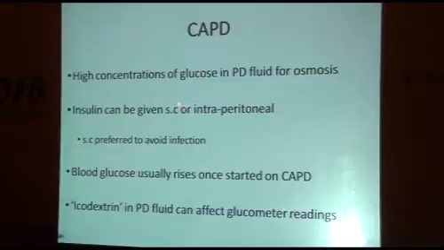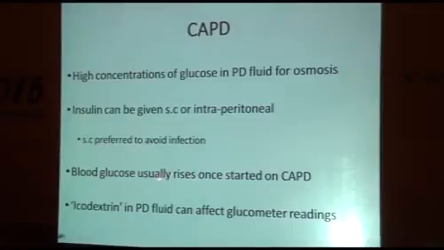Insulin can be given either subcutaneously or intraperitoneally. But giving it intraperitoneally is avoided because of infection risk. And even if it is given intraperitoneally, the amount of insulin we need to give will be very high, so it is generally not preferred. And once CAPD is started, the glucose levels rise.